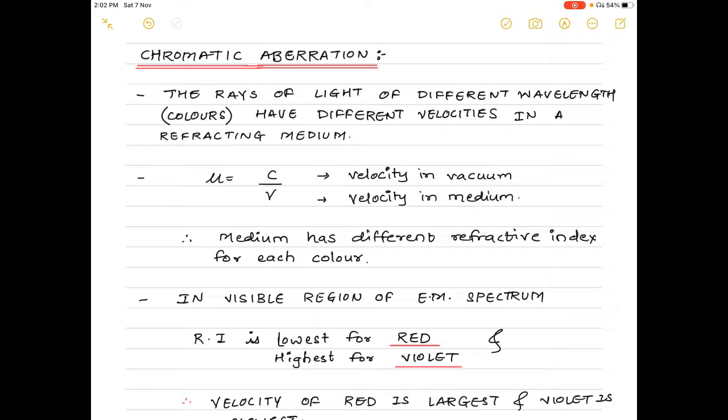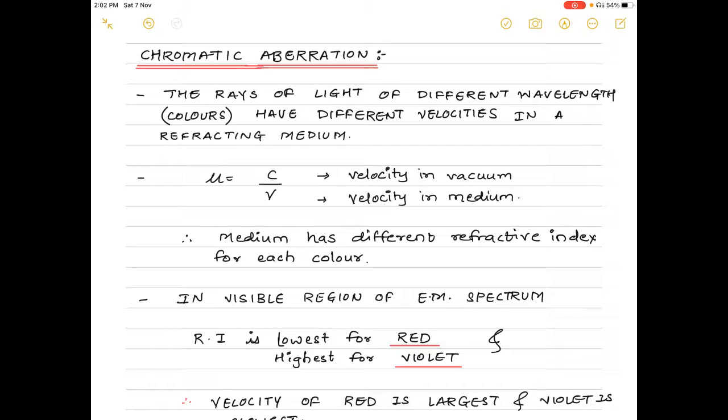It is a very simple topic which you have studied in your lower classes, but this is a bit like a revision for you people. So what is chromatic aberration? The rays of light have different wavelengths, and they have different velocities in a refracting medium. Now chromatic aberration will happen for light which is not monochromatic.